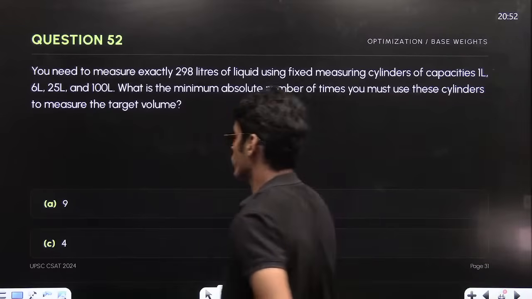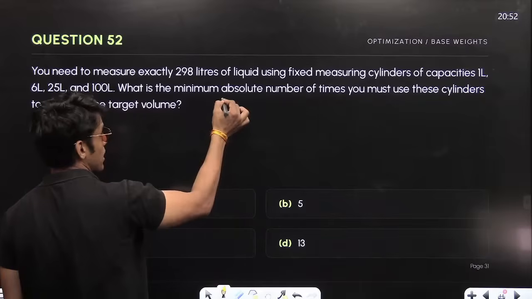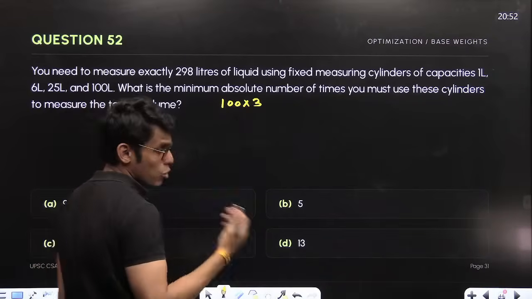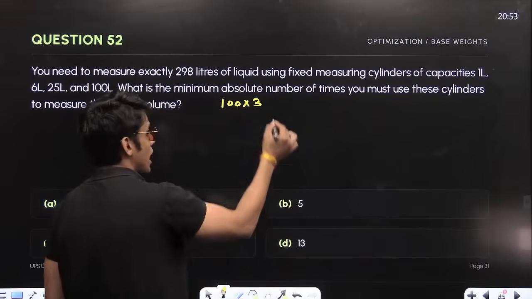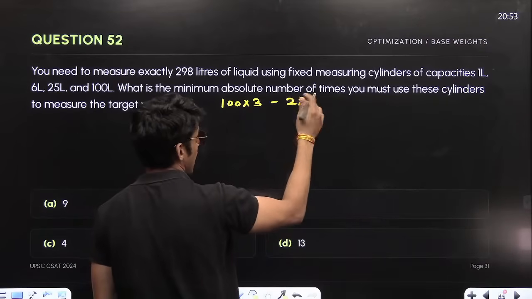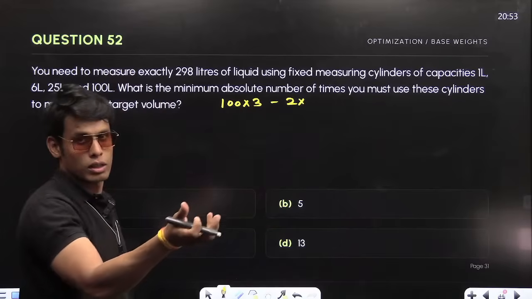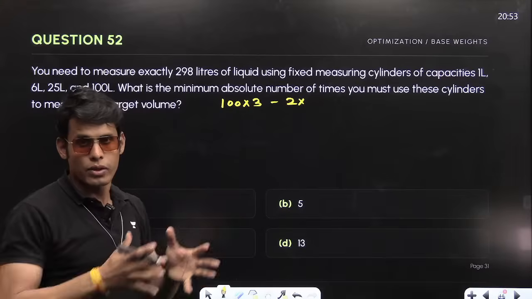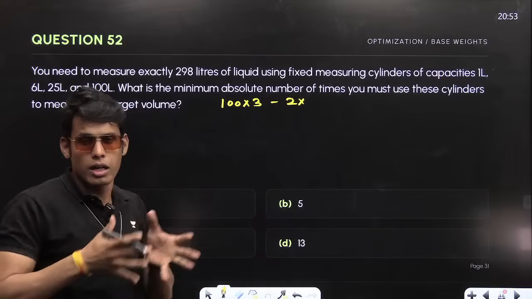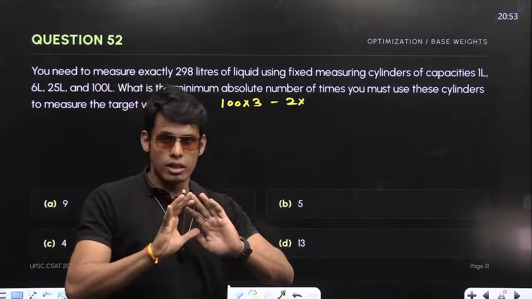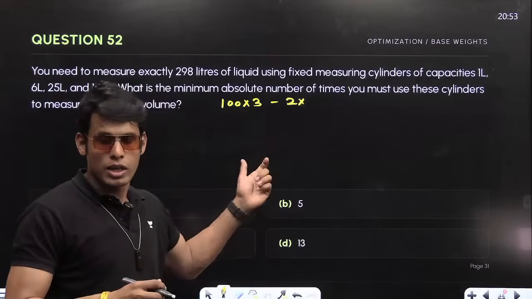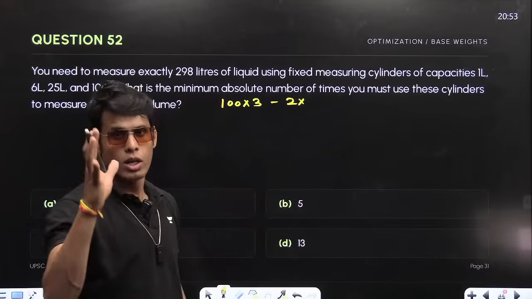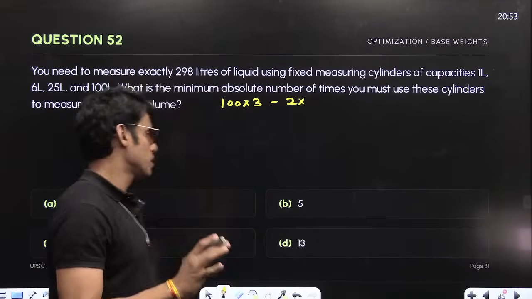So minimum was asked. So basically this can be done if 3 times I use 100 liter and 2 times I use 1 liter to remove the water. So now, see, I need to take out 298 liters. I took 100 liter, 100 liter, 100 liter. Now I have 300 liters. And then since I have a 1 liter measuring cylinder, I can measure 1 liter, take it out. I can measure 1 liter, take it out. So in total, I have used the measuring cylinders 5 times.